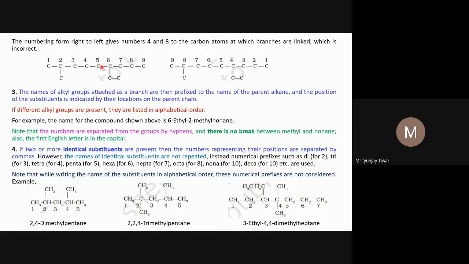nonane. So it is written before that, and the position of the substituent is also indicated by its location on the parent chain. It is not sufficient to use only methyl and ethyl in the IUPAC nomenclature; it is also important to write the positions at which these groups are attached to the main chain or the parent chain. So this methyl group is attached to the second carbon, so we'll write 2 to represent that this methyl group is attached to the second carbon atom, because this methyl group can be attached to this carbon atom as well, this carbon atom as well.